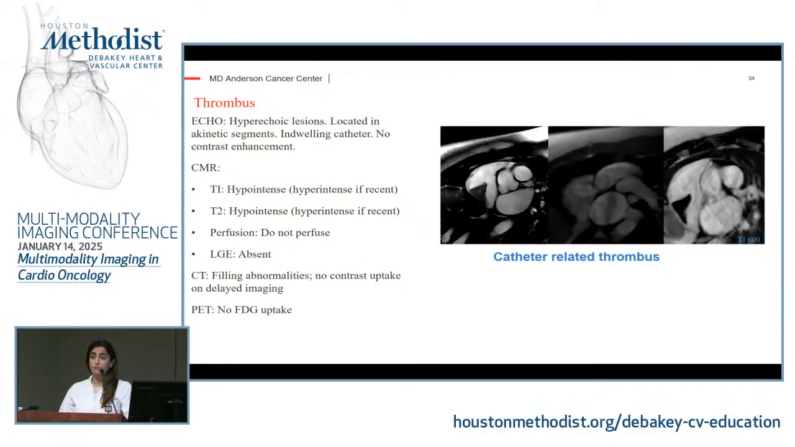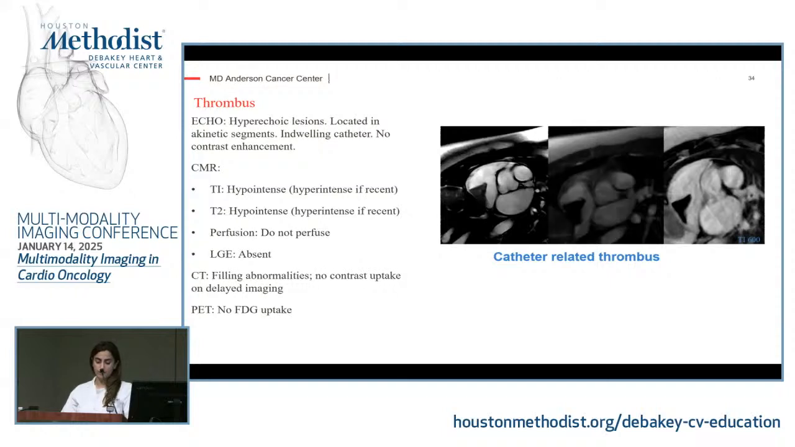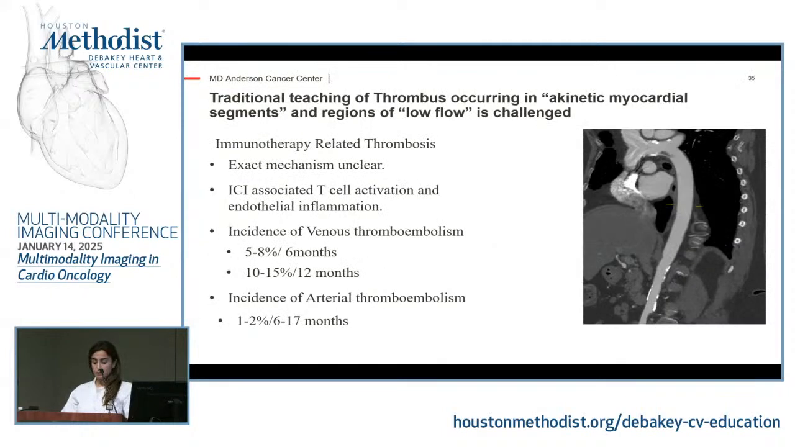So it kind of defies that logic. CT has a tremendous role. We use it often for evaluations of left atrial appendage. We always have to do a delayed phase. You don't see filling on early or delayed phase, and no FDG uptake, obviously, on PET. So as I mentioned, thrombosis can happen anywhere, not only in akinetic or low flow segments.